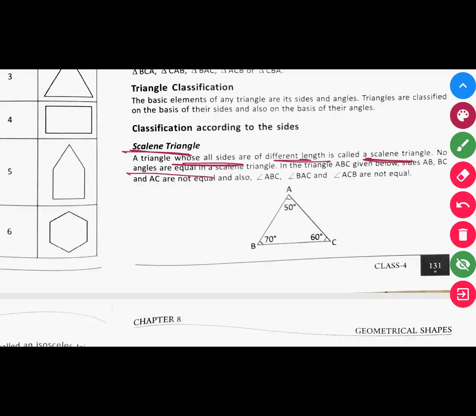No angles are equal in this. Means this length is also not equal to the others and these angles are also not equal to each other. But there is a relation between all the angles. The sum of all three angles, meaning the addition of all three angles, is equal to 180 degrees.